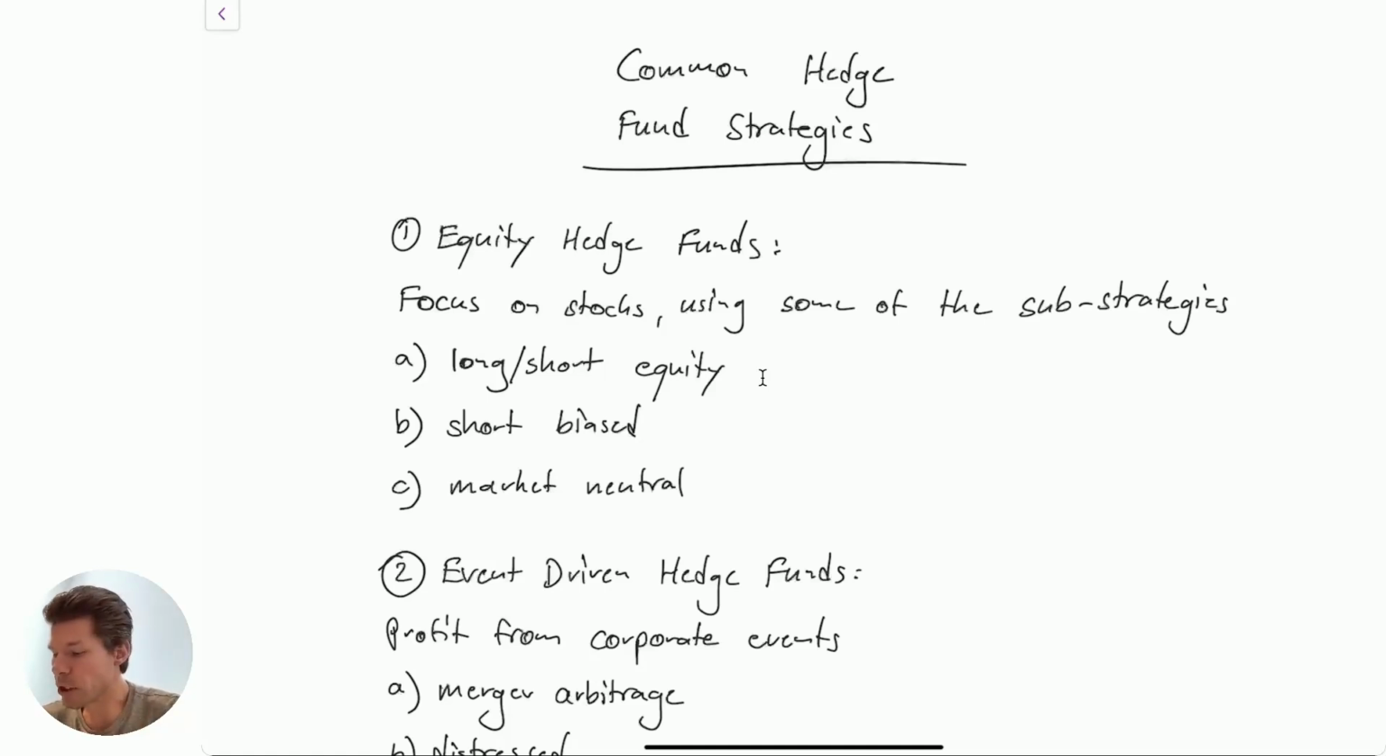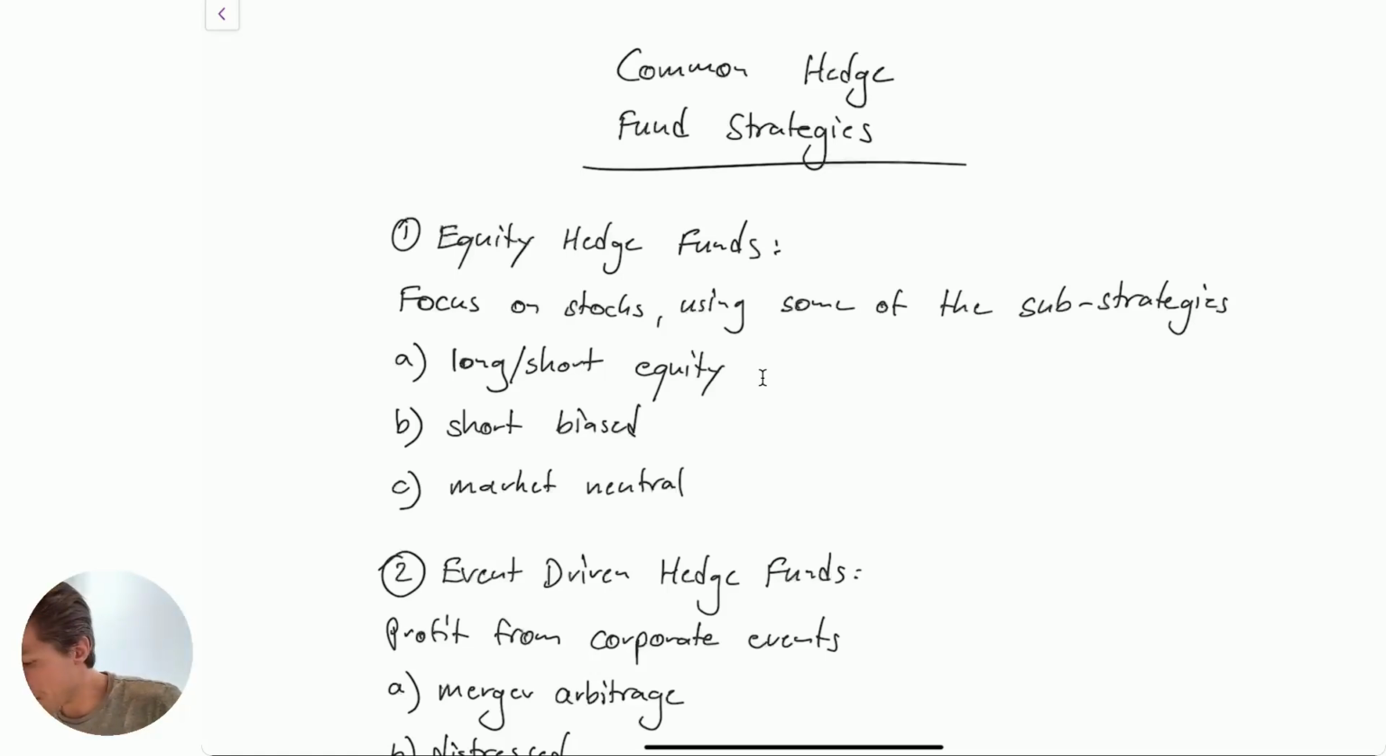And also how the hedge funds make money. There's usually a management fee and a performance fee. And it's an actively managed fund. So that's about a hedge fund in general. Different hedge funds have different strategies. So in general, we see 5 different strategies.